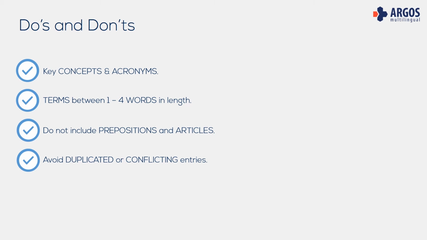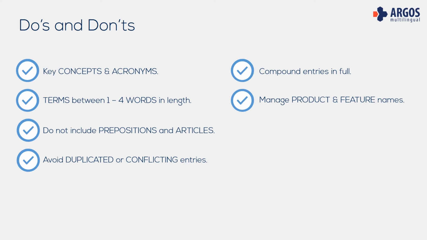Your list should include compound entries in full. For example, in construction and farming machinery terminology, the term "loader", while a term in its own right, is translated differently in many languages in its compound forms, such as front loader, wheel loader, or backhoe loader. Be careful to manage the difference between product names and feature names carefully. For example, a product called Slideshow might not be translatable, but when it describes a feature of the product, such as running a slideshow in the tool, it might still need to be translated.